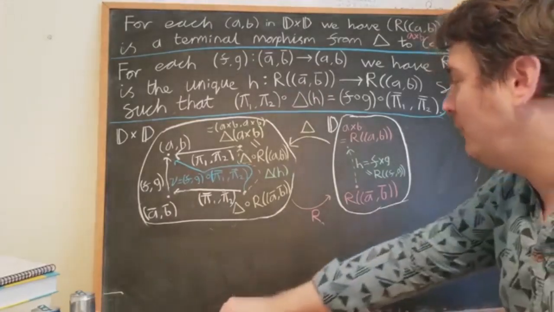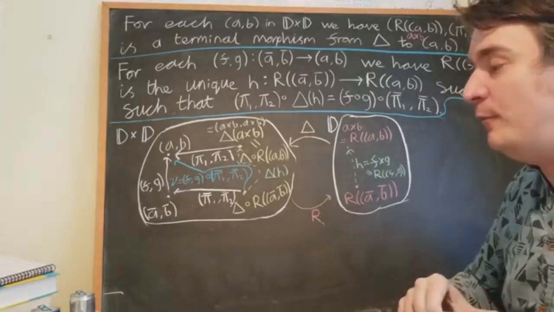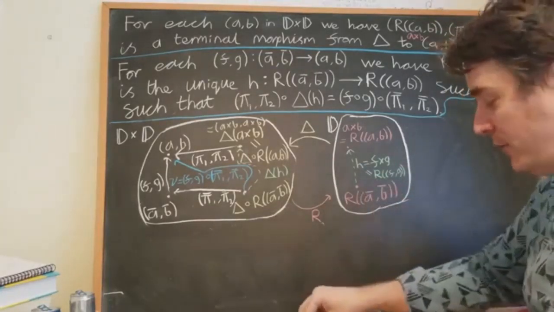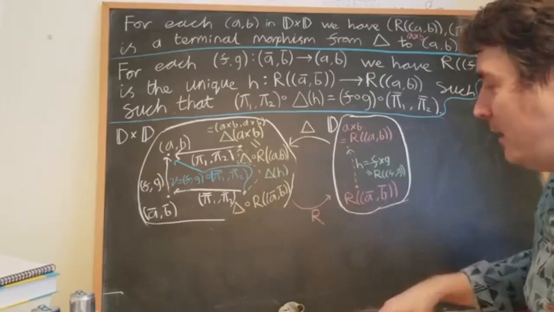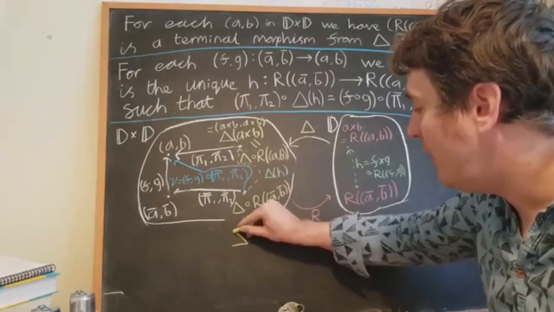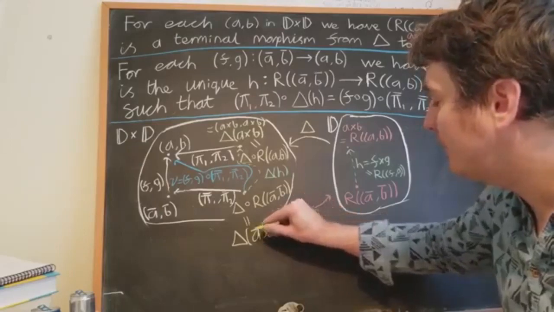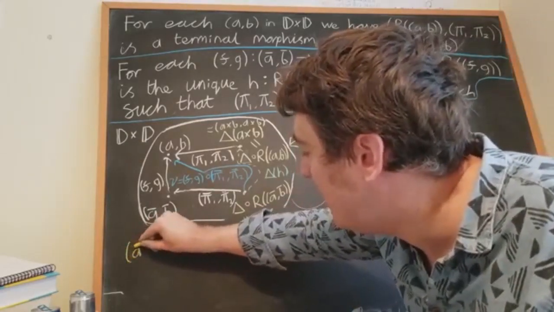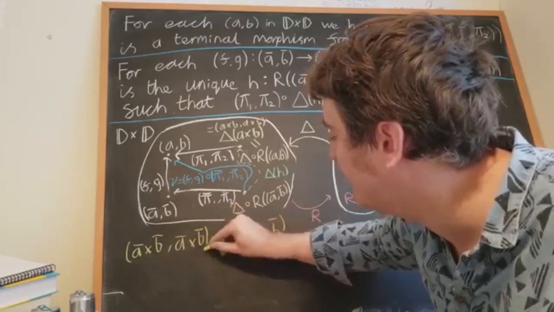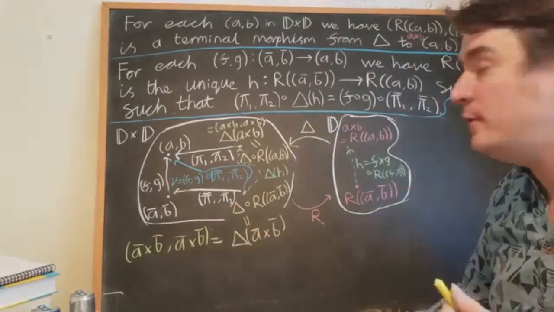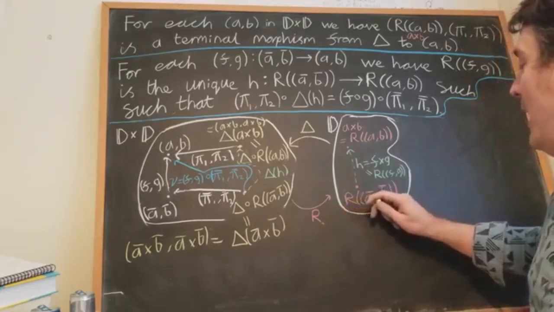Now, let's have a look. What we're going to do is just interpret this in terms of a diagram. We're really going to make sense of what this means. So firstly, what does this mean here? Well, this is going to be delta of A bar times B bar. So it's just going to be A bar times B bar, A bar times B bar. Let's just interpret this stuff in a more down-to-earth way in terms of the category D. So we have this object A bar times B bar.